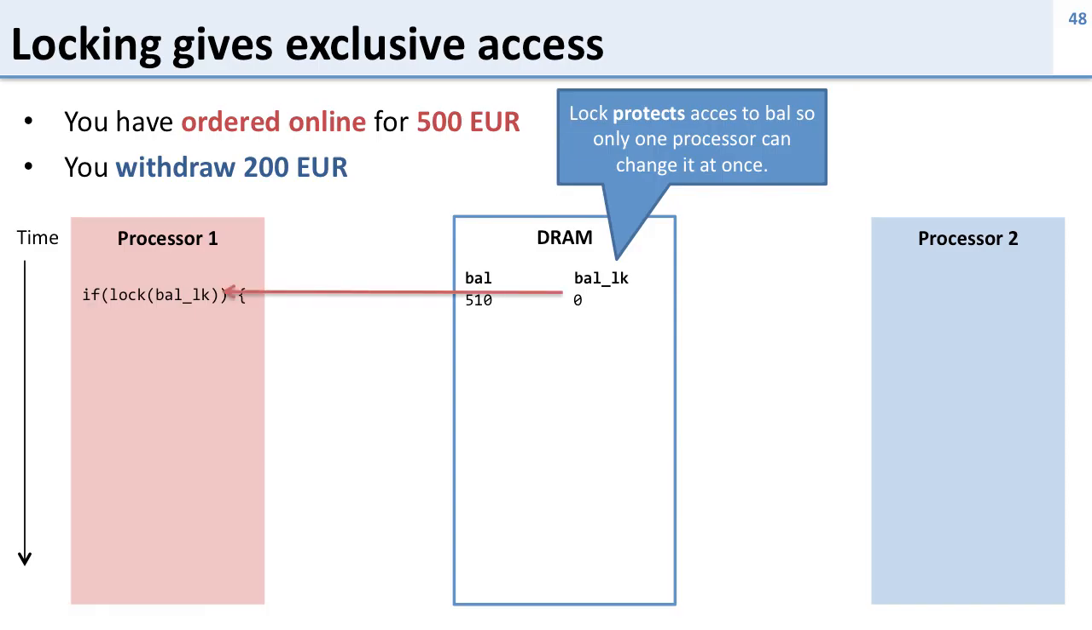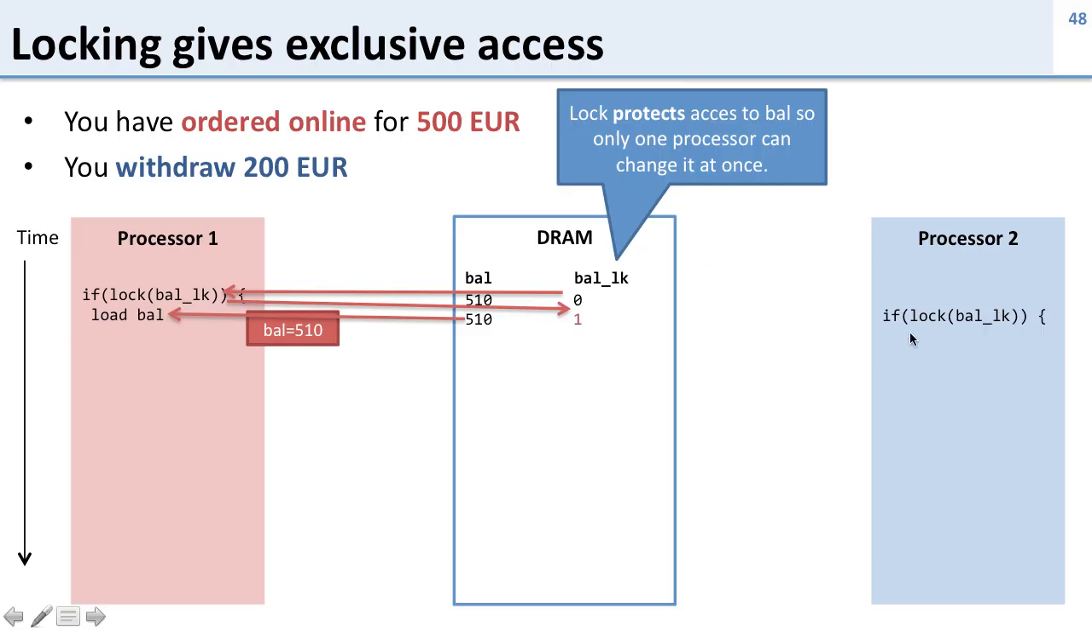It sees the lock value is 0, so it says, now I can get the lock. It sets it to 1. Now it's going to go ahead and execute. It's going to load the balance. The balance is 510, and it can go ahead and process. Now, in the same cycle, we have process 2 come in and try and do the withdrawal. The first thing it does is check if it can get the lock. Well, the lock value is 1. That means somebody else has the lock. So now processor 2 has to wait because the lock is busy.